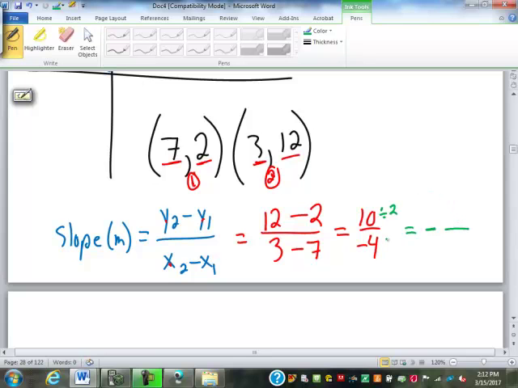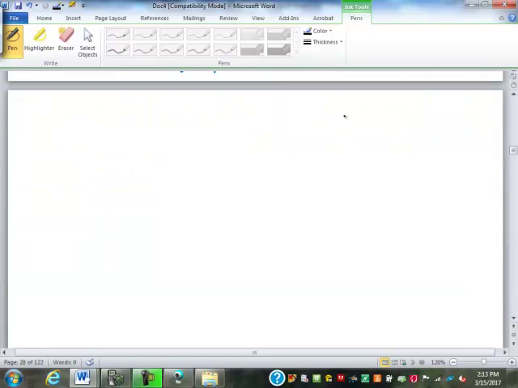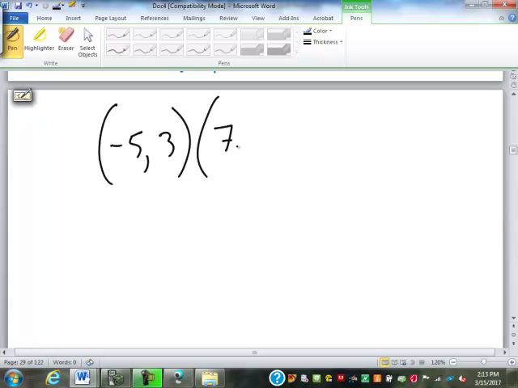Both 10 and 4 can divide by 2. 10 divided by 2 is 5. 4 divided by 2 is 2. So that is a slope of a negative 5 over 2. So if I give you the points (-5, 3) and (7, -6).